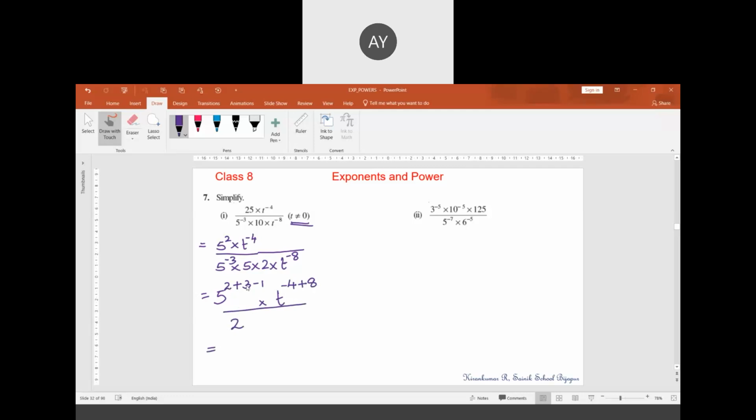Now 2 plus 3 is 5. 5 minus 1 is 4. 5 raised to 4. So 5 to the power 4 into t to the power, sorry, positive 4, yes, divided by 2. Further, we cannot use any exponential law now. So we can write the answer as 625 t to the power 4 divided by 2. This is the answer. How to solve the second one?